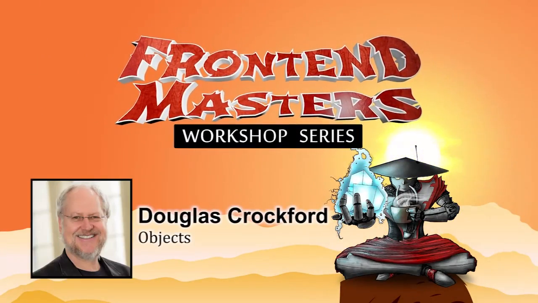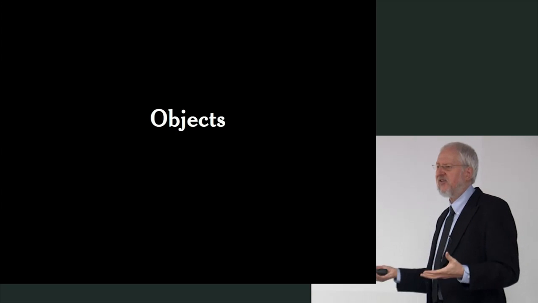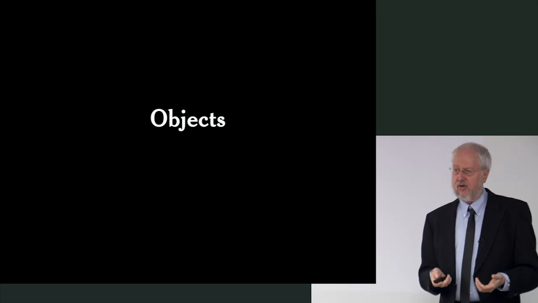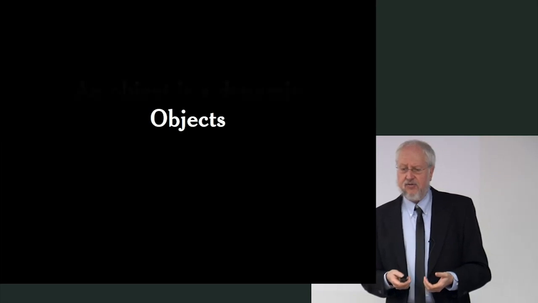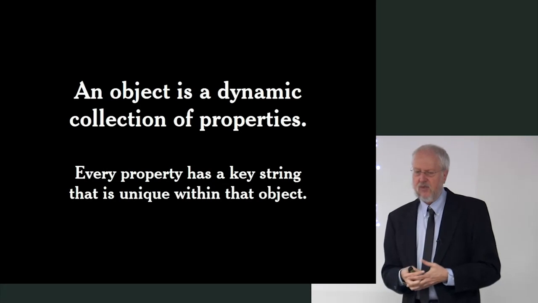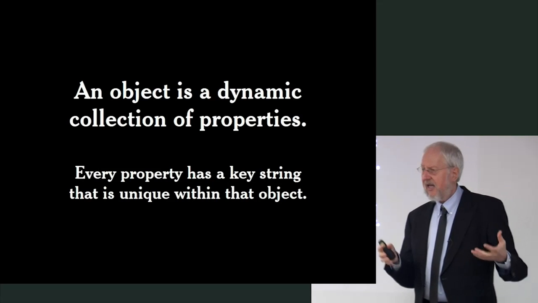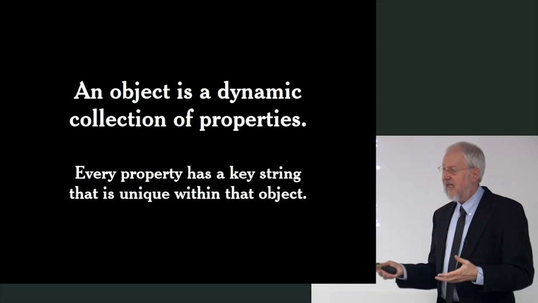So JavaScript is an object-oriented programming language, but what it thinks an object is is different than most other object-oriented languages. In JavaScript, an object is simply a dynamic collection of properties. Every property has a key string that is unique within that object, and that key string will be associated with any value.